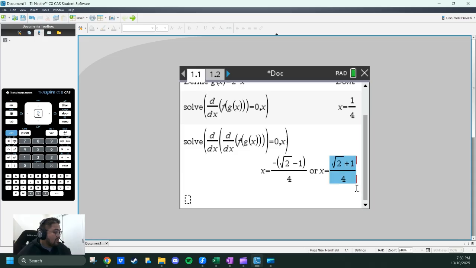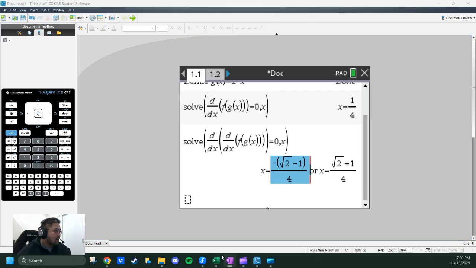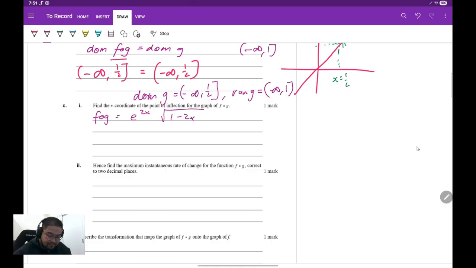2.4 divided by that, that's over a half, which means it's outside of our domain, which means we only want to consider this solution as our possibility. So if we go back to our solution here, find the x-coordinate of the point of inflection, I'm going to suggest it's 1 minus root 2 over 4 as our x-coordinate.